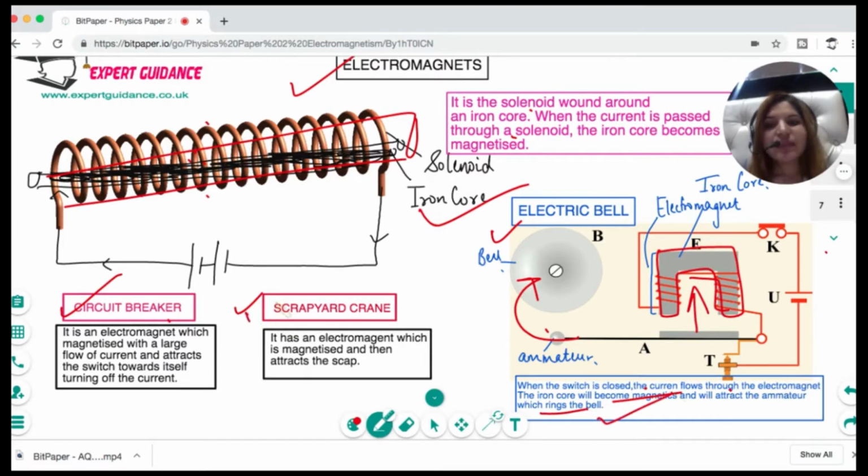The same thing works in the scrapyard crane. It has an electromagnet which is magnetized and then it attracts the scrap. And when it is demagnetized, it leaves the scrap. In circuit breakers, it is an electromagnet which is magnetized with a large flow of current and it attracts the switch towards itself, turning off the current.